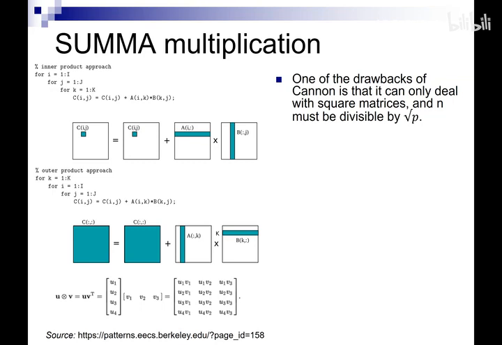For the SUMMA algorithm, we're going to switch this around and do outer multiplication. Here we're going to do a column of A times a row. We're going to take a column of A and do the outer product by a row of B.